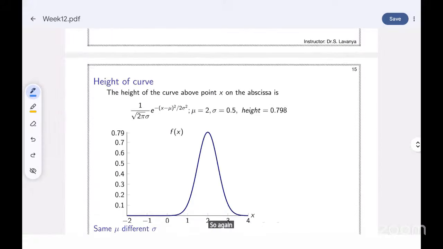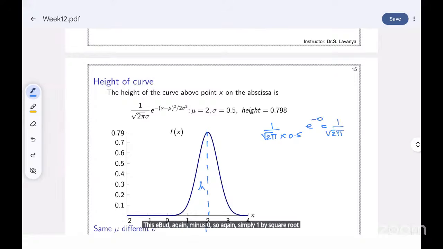So again, here this is your mu. Your mu is still 2, but now your sigma is 0.5. Now what is this height? So now 1 by square root of 2 pi, your sigma is 0.5, right? And then here e power again minus 0, so again simply 1 by square root of 2 pi. And then here x is equal to mu, and then into 0.5.